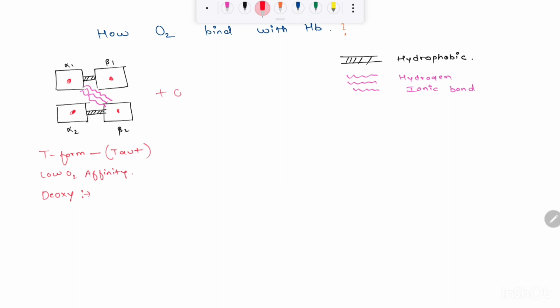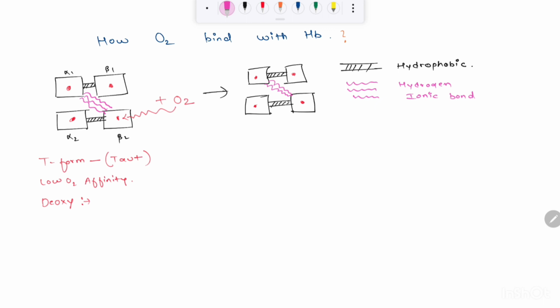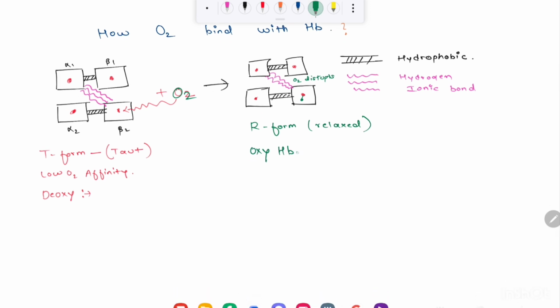When oxygen is available for binding, it will bind with the heme group, and this oxygen will break some of the hydrogen and ionic bonds. So it will disturb these bonds and form this structure. Here we have the subunit hydrophobic bond, and you can see some of the hydrogen and ionic bonds are disturbed by the binding of oxygen. This form of hemoglobin is your R form, or relaxed form of hemoglobin, also called oxyhemoglobin. Here you can see there is a conformational structural change from T form to R form. Here you can understand one important point, that is cooperative binding or allosteric effect.